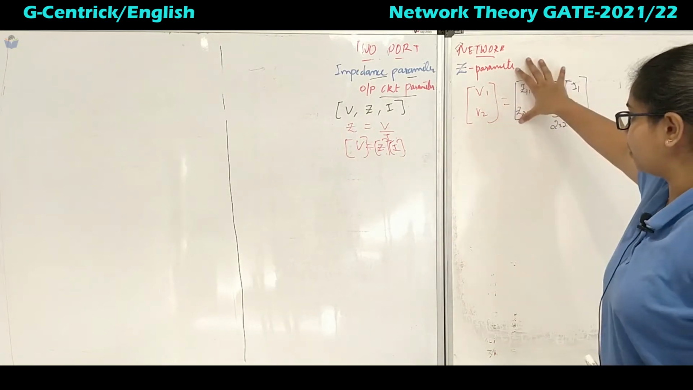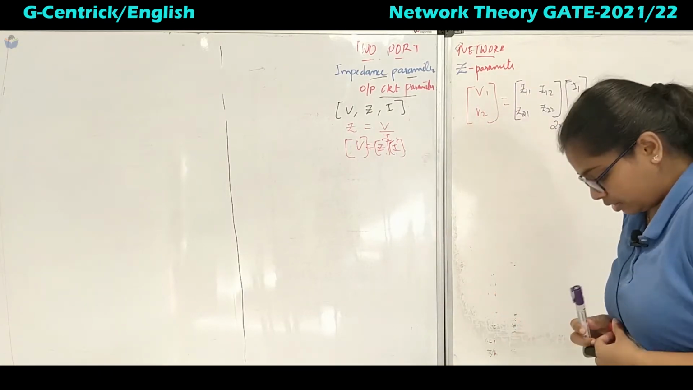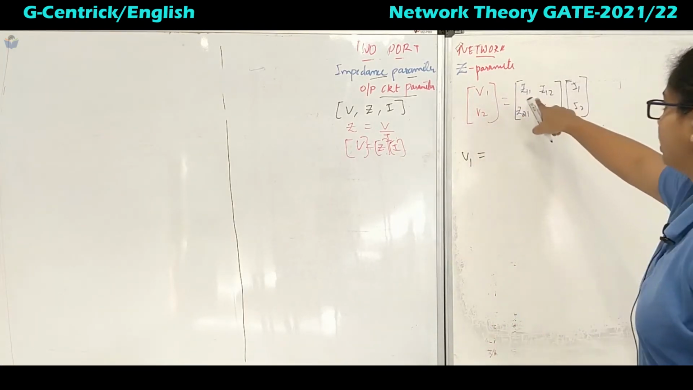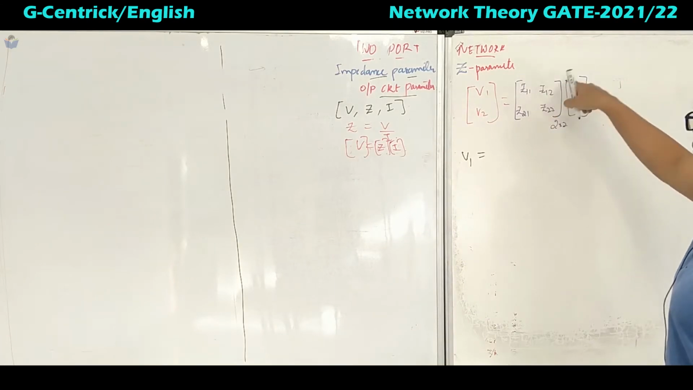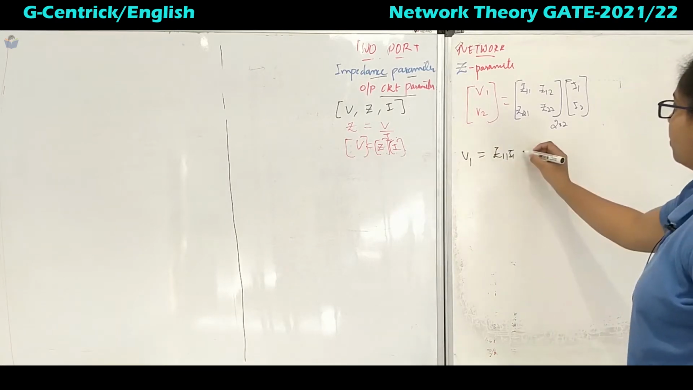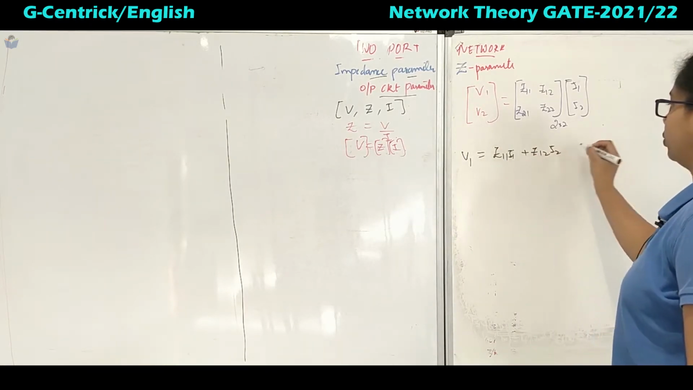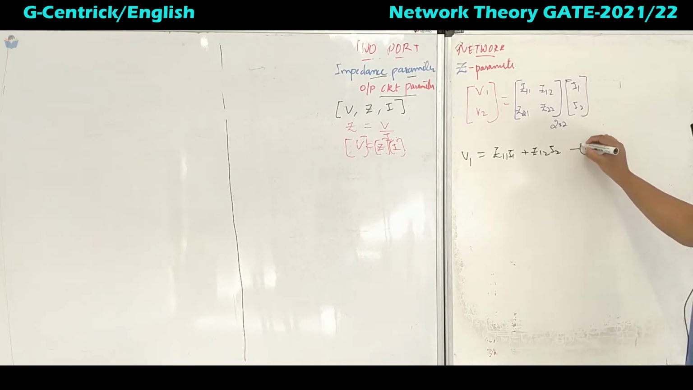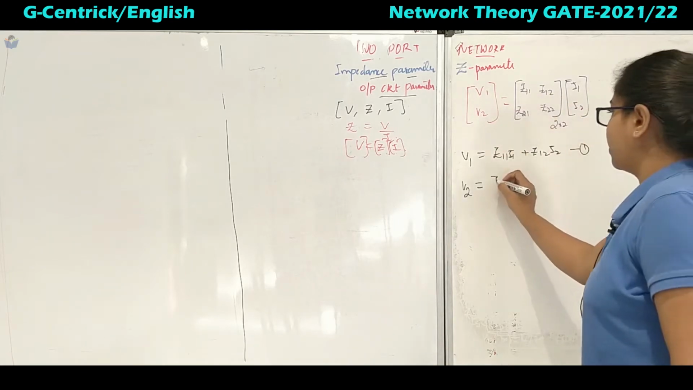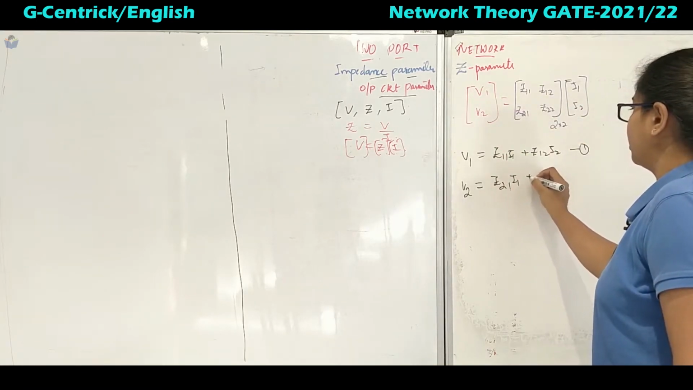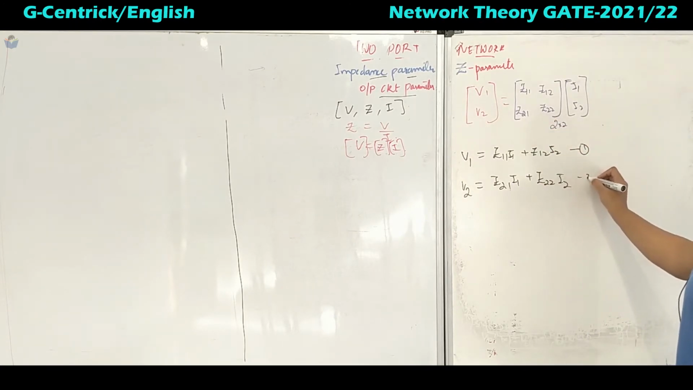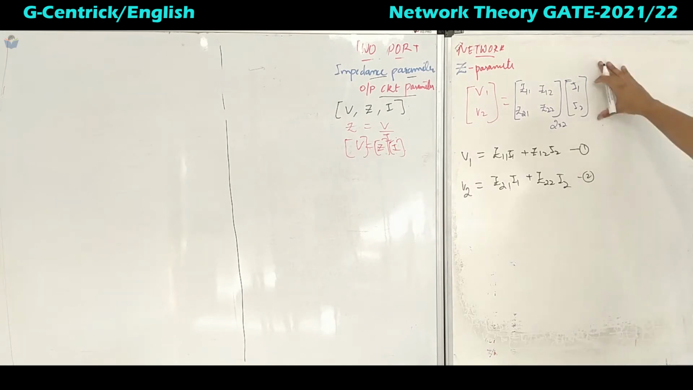Coming to this, from matrix to equation, how can we write it? We take V1. V1 equals the multiplication of the first row by the column, so I can write Z11 I1 plus Z12 into I2. This is equation 1. Similarly for V2, I can write Z21 into I1 plus Z22 into I2. So these are the two equations that we get from this matrix.